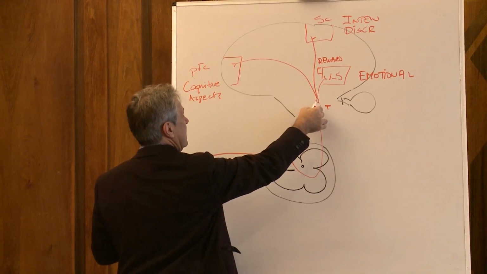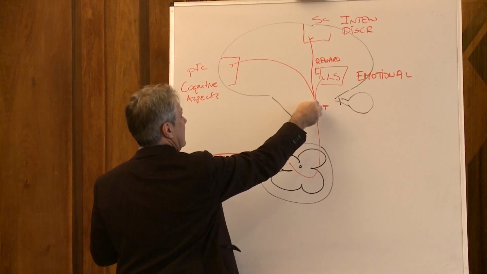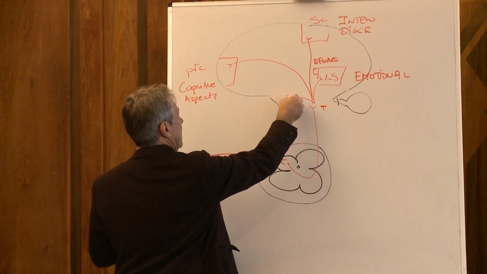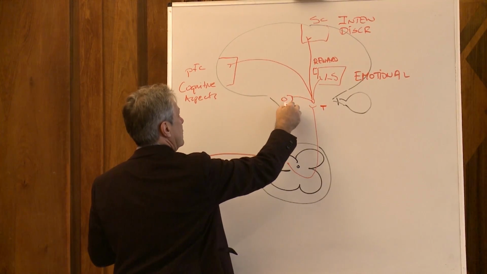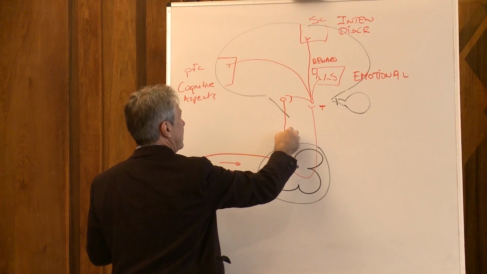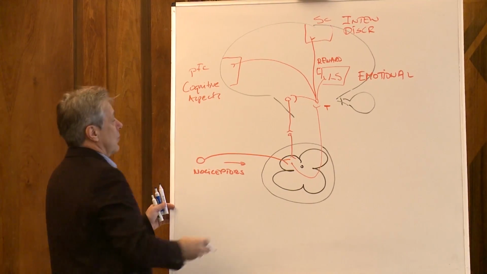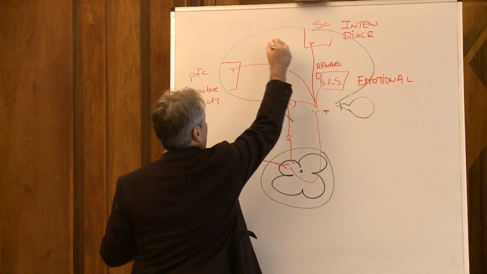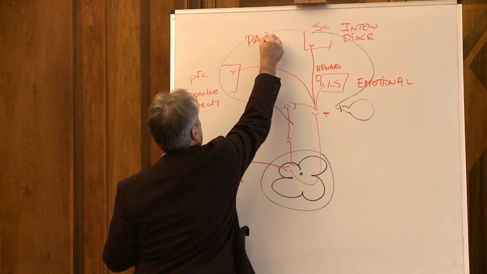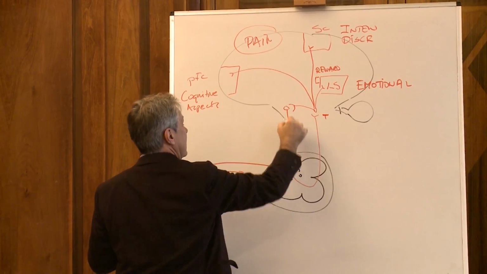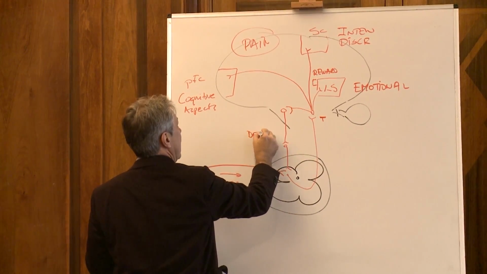Of course, the body is built to prevent this from going on for too long a time. Pain itself is going to trigger different systems that may actually inhibit the pain. So here the perception of pain is then activating descending mechanisms that may inhibit the pain.